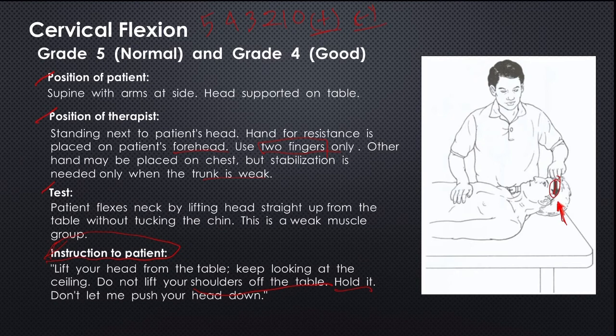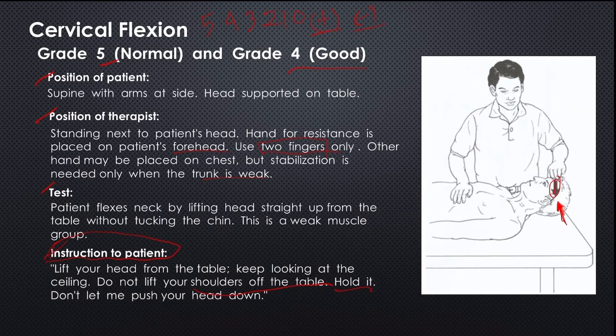Then if the patient can resist this one, with a strong or normal resistance, it could be graded 5. But if near strong, then it's 4. Again, a subjective measure of strength for the therapist. If the patient is smaller in body size, then just apply the resistance appropriately, not to the extent of your full strength of the two fingers that you are providing as resistance.